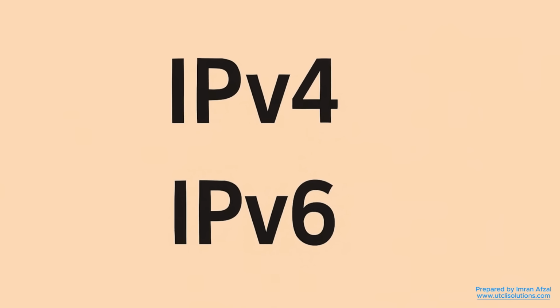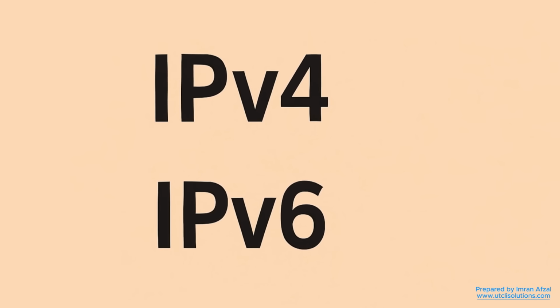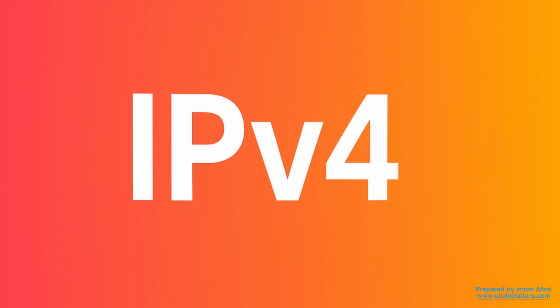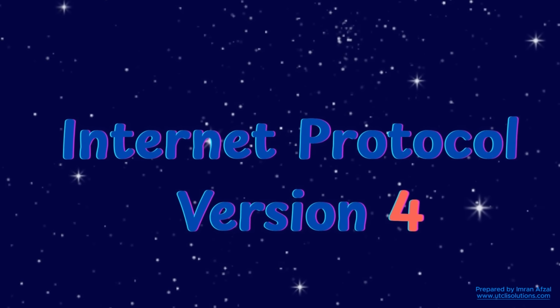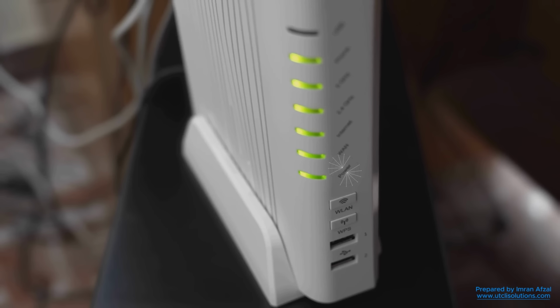Now, there are two main types of IP addresses, IPv4 and IPv6. Let's talk about IPv4 first. IPv4 stands for Internet Protocol version 4. It is the first major version of the Internet Protocol, and it's still used today.